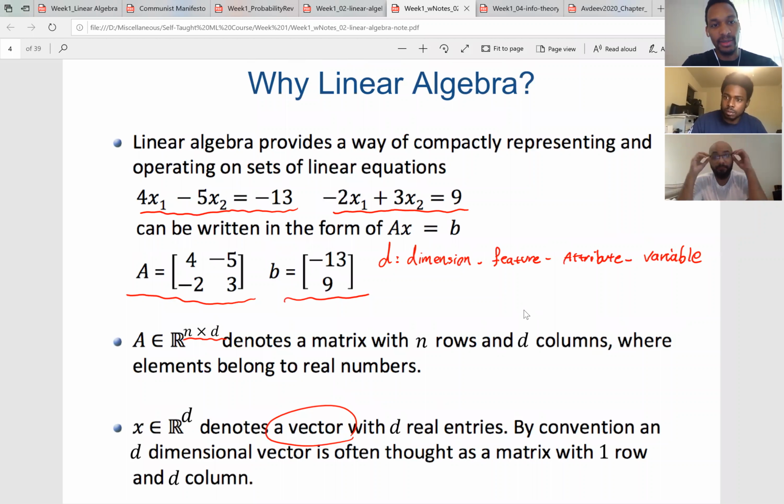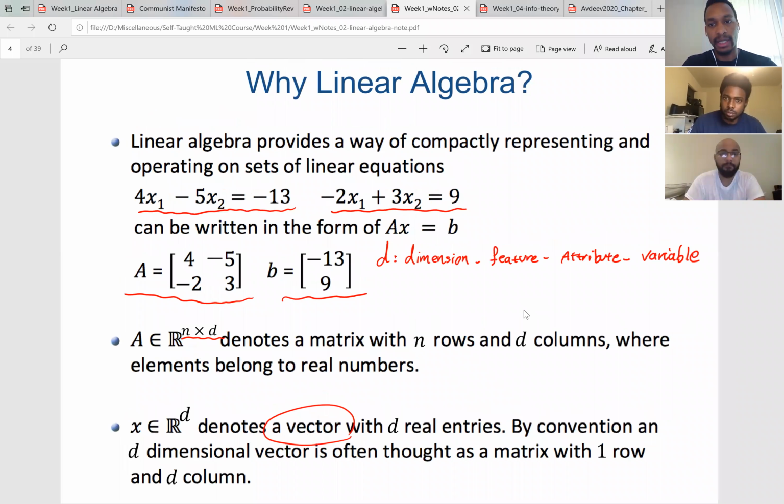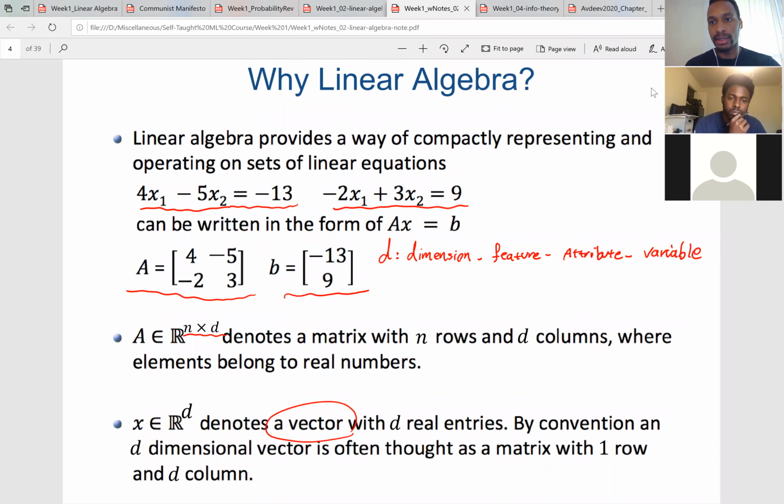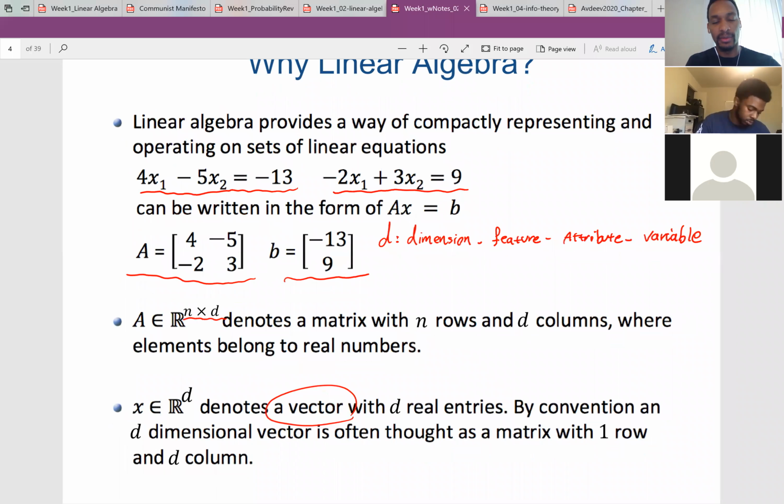It's kind of basic. Linear algebra provides a way of compactly representing and operating on sets of linear equations. You have some linear equations, and you can write them in the compact form Ax = b, where x is your variables x1, x2, and A comes from the two equations. The first row of this matrix equation is equation 1, and the second row is equation 2. That's just a compact way of writing it.